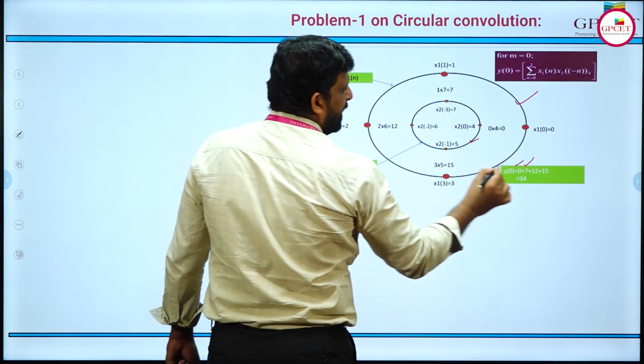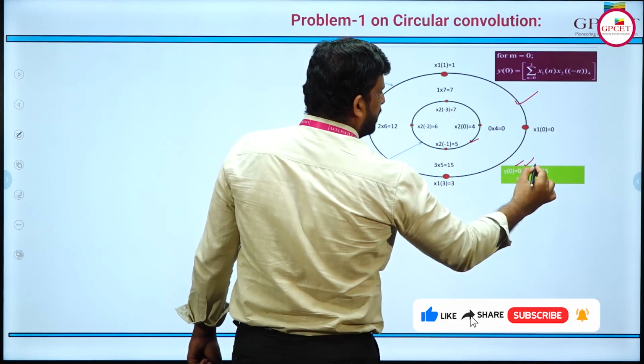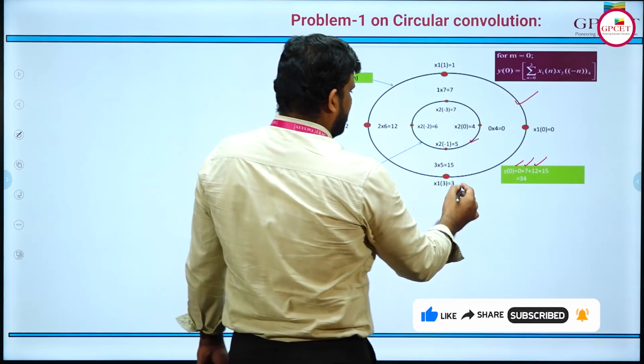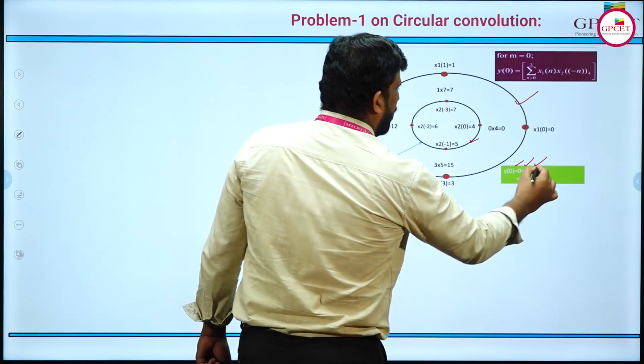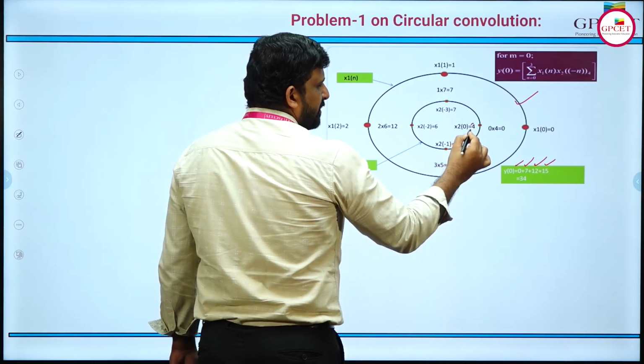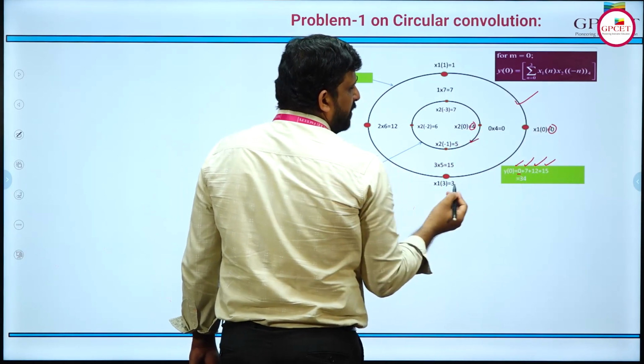Next, 6 into 12, 12 into 2, I am going to get 12. And 3 into 15, 3 into 5, I am going to get 15. I am multiplying the two things. So see here, 4 into 0, I am going to get 0.